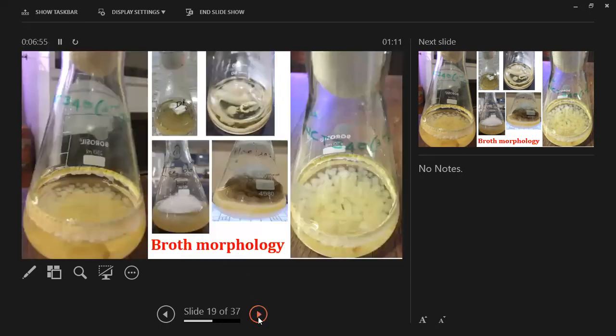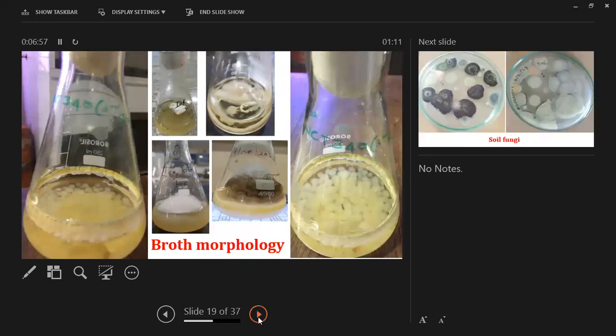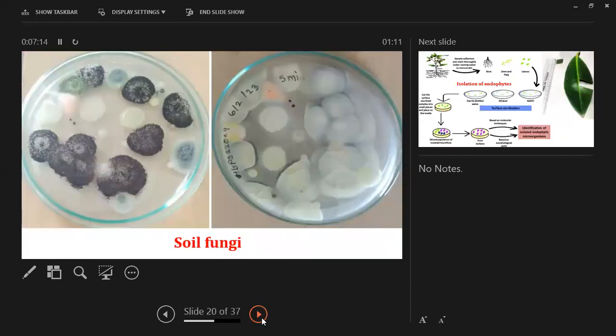Another important and interesting character of fungi is that they produce a unique morphology in broth cultures. That can be a pellet-like morphology, or you will see mycelia growing above the surface of the broth. All these characters are very important for identifying the fungi. So meticulous documentation of the characters is very important.